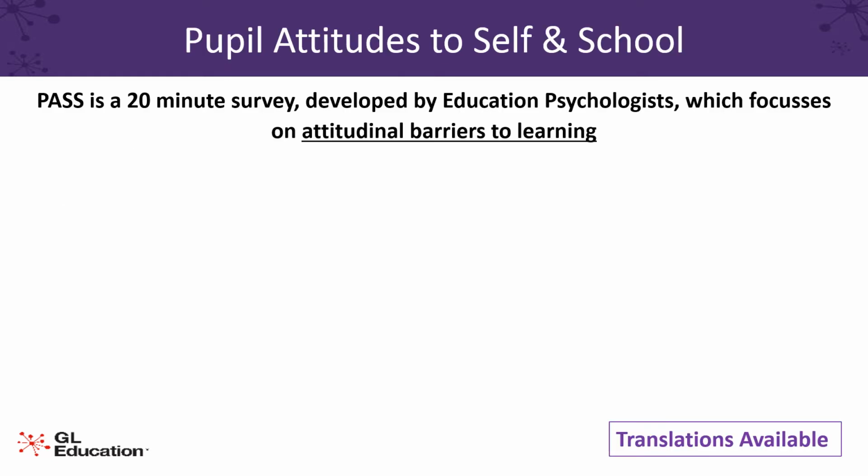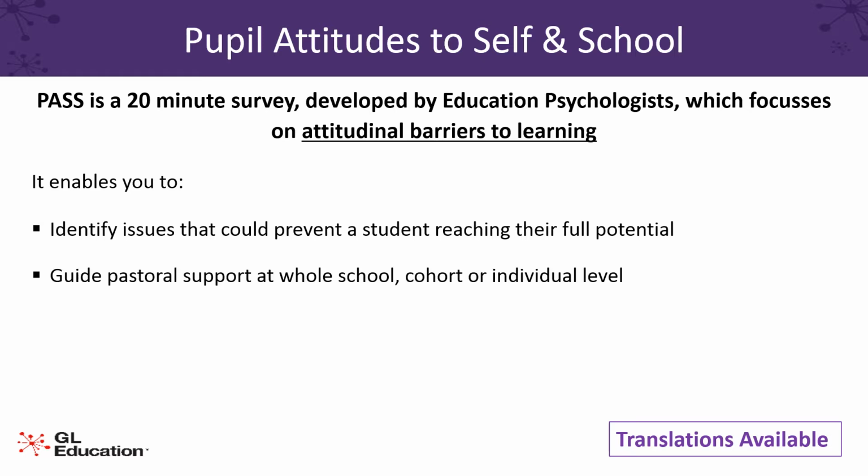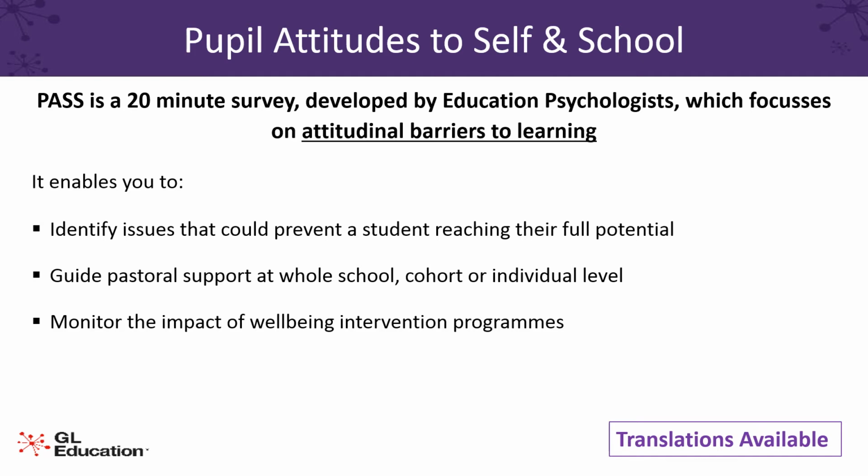PASS is a 20-minute survey that was developed by 2 education psychologists, and it consists of questions which focus on attitudinal barriers to learning. It enables you to identify issues that could prevent a student from reaching their full potential, guide pastoral support at whole school, cohort or individual level, monitor the impact of wellbeing intervention programs, and identify invisible groups such as fragile learners.